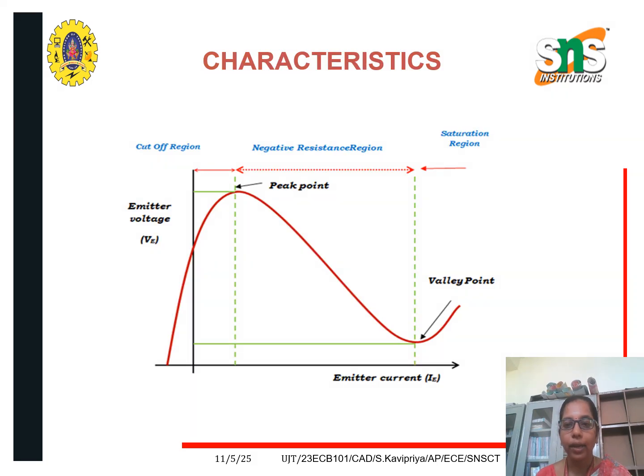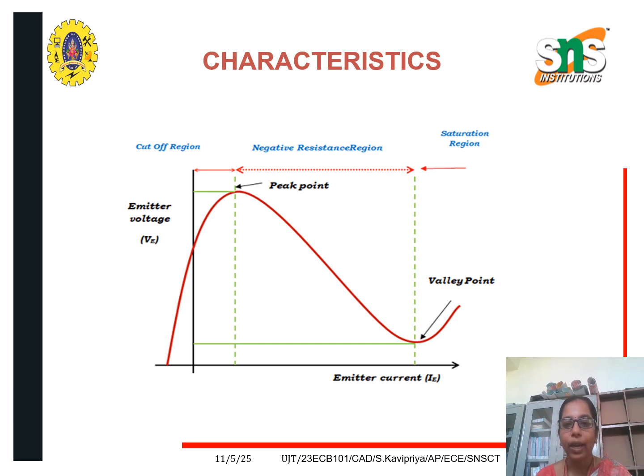And next is the characteristics of the UJT. When the supply is not sufficient, the transistor will be operating in the cutoff region, which means that the supply does not reach the triggering voltage that turns the transistor on. So in the cutoff region, the transistor will remain in the off state.